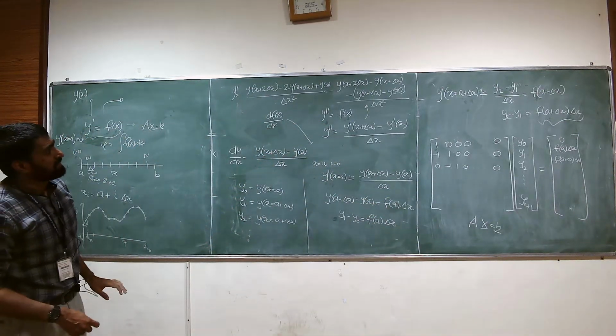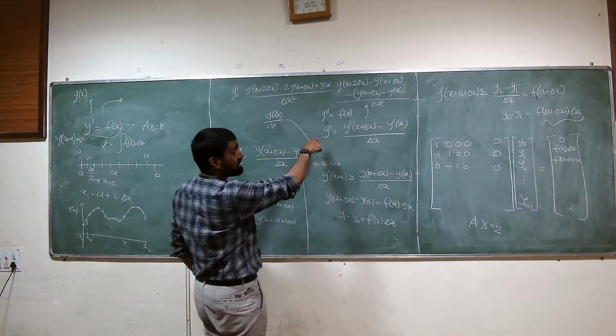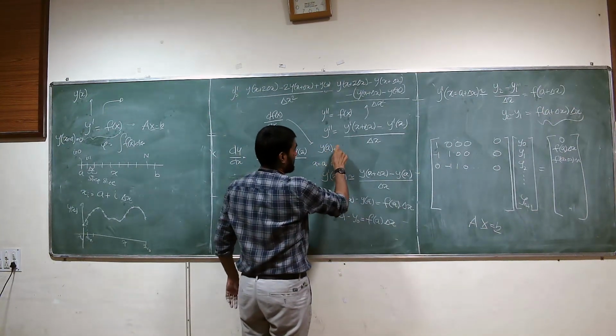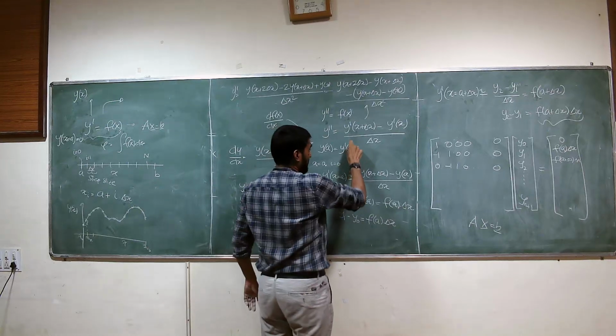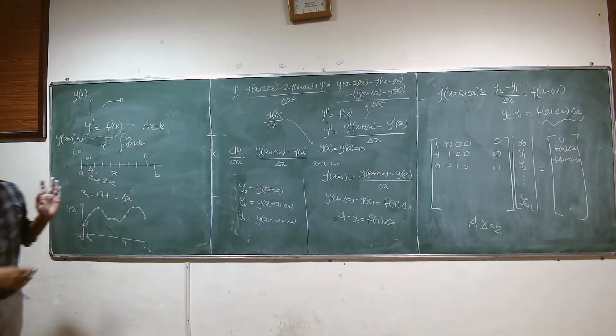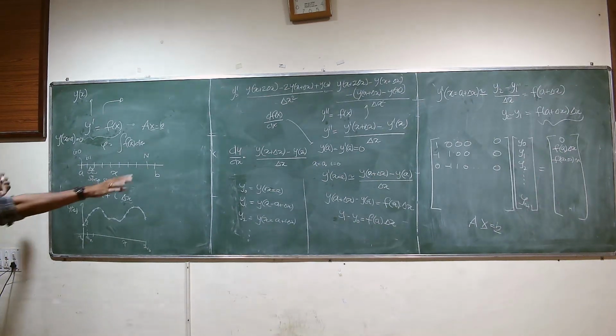Except here, because there are two derivatives, you need two initial conditions. Let's assume y of a equals y dash of a equals 0, where a is the initial value of x from which we want to start computing this function. This is what you do. This is the approach.